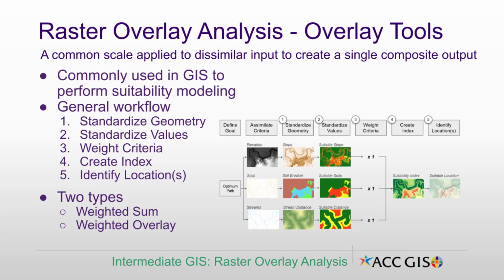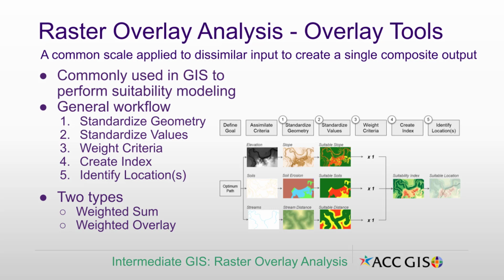And so the general workflow for creating a suitability model employs the following 5 general steps. 1, standardize geometry. 2, standardize values. 3, weight the criteria. 4, create the index. And 5, identify the locations. So your client has defined the goal, and you've assimilated the suitability criteria required to inform your analysis.